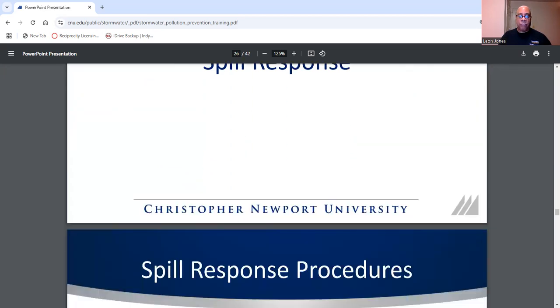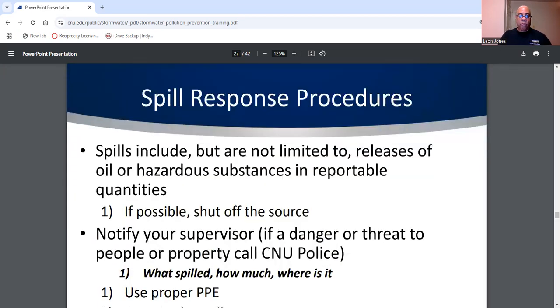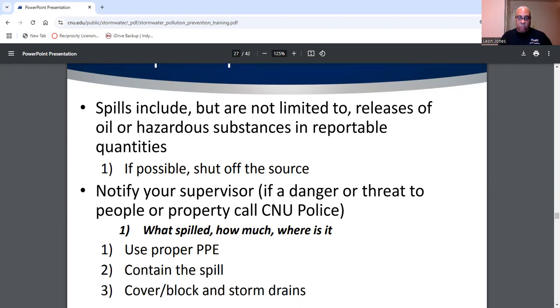Spill response. Here are the procedures. Spills include but are not limited to releases of oil or hazardous substances in reportable quantities. Number one, if possible, shut off the source. Notify your supervisor, or if there is a danger or threat to people or property, call the police. Tell them what spilled, how much, and where it is.